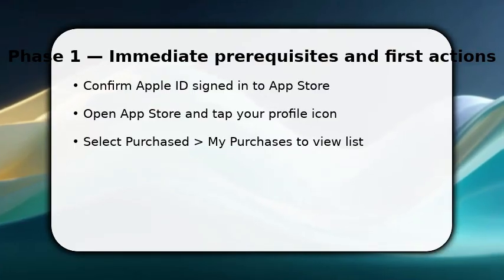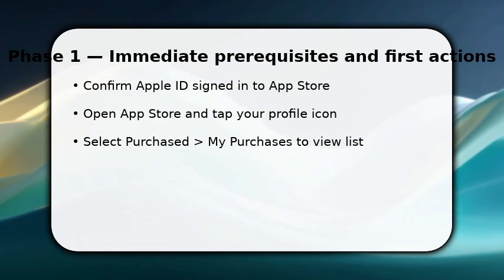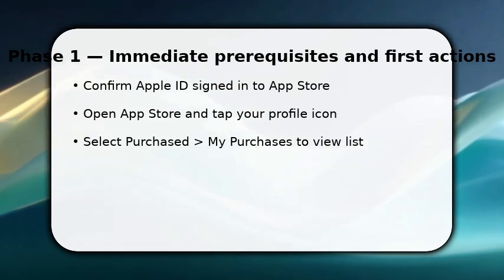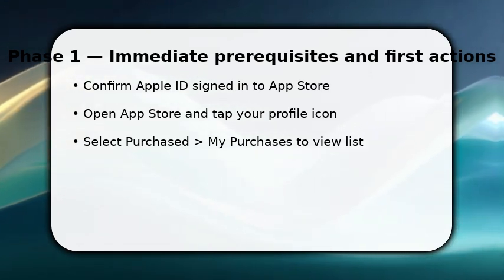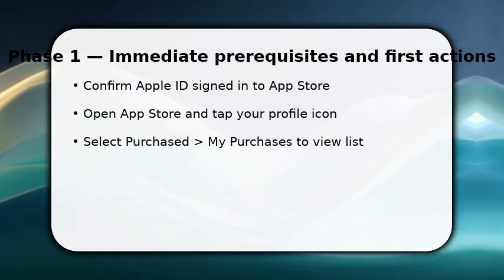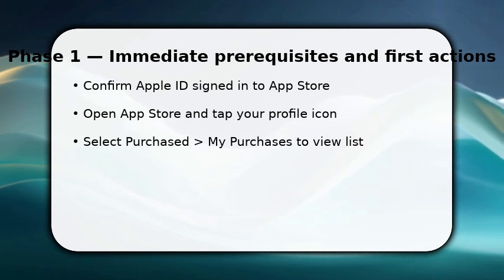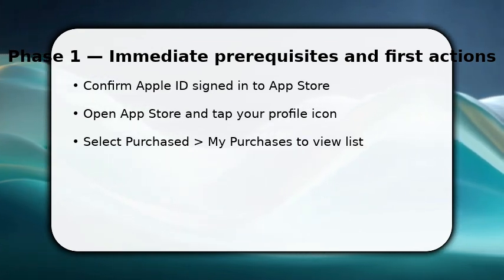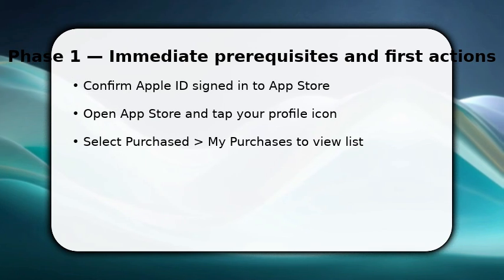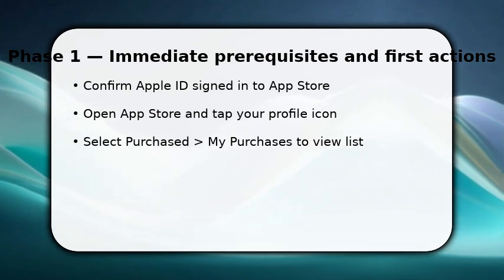You start by confirming your Apple ID is signed in. This is essential because purchases and deletions link to that account. Next, open the App Store and tap your profile icon in the top right. This takes you to Account Settings. Once there, choose Purchased, then My Purchases to reveal all apps tied to your Apple ID, including ones you deleted.